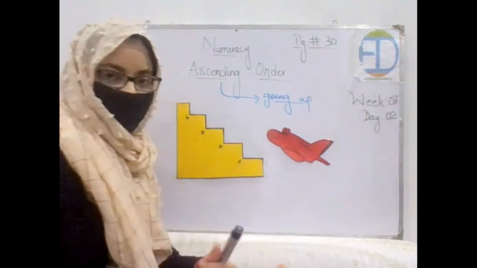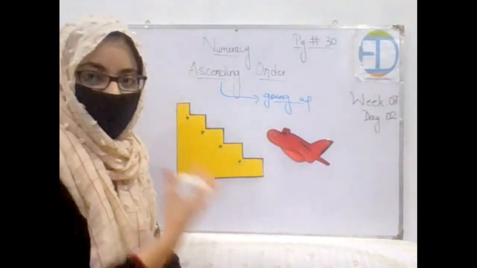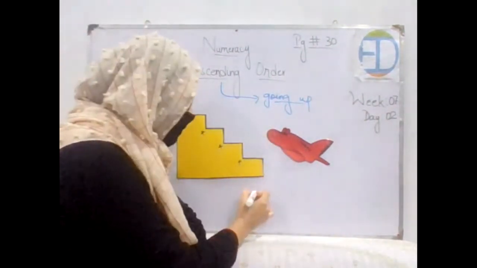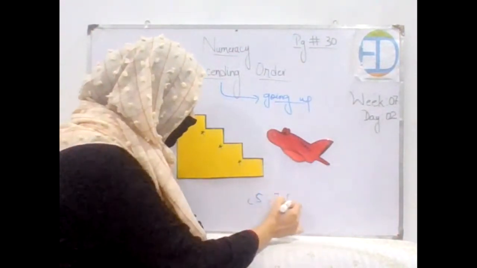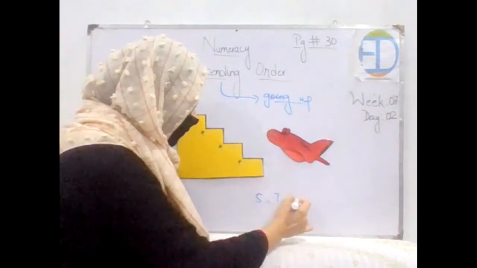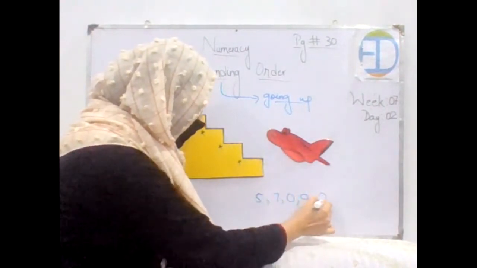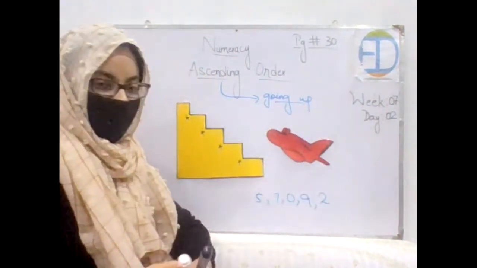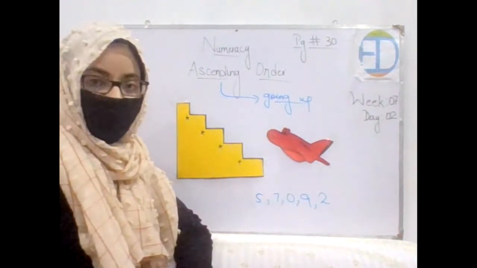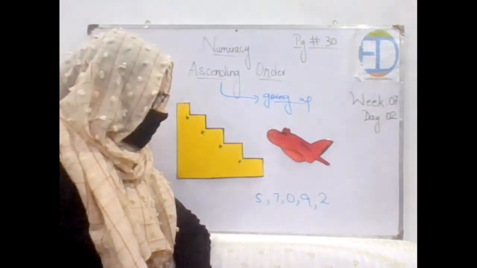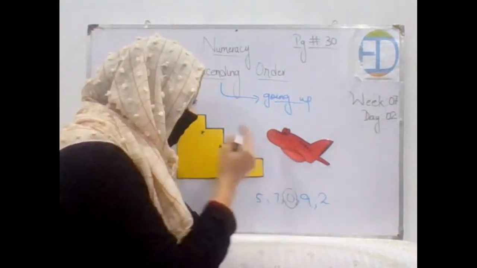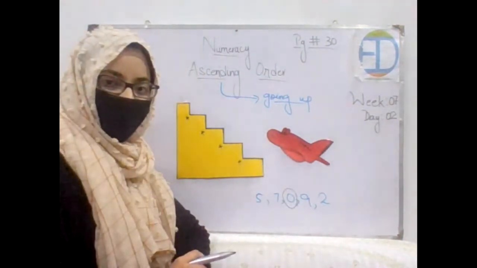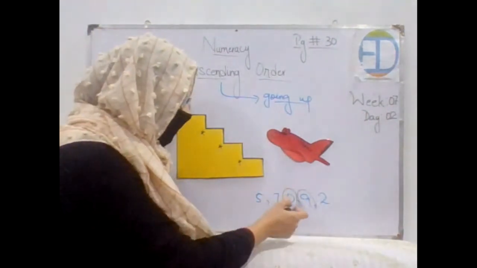Okay, so the next numbers are now not Sarah, somebody else will tell me, okay? So the next numbers are, who is going to tell me what is the smallest number in this? Yes, it's 0. Excellent, Ahmed. And what is the highest number? It's 9. Very well done.